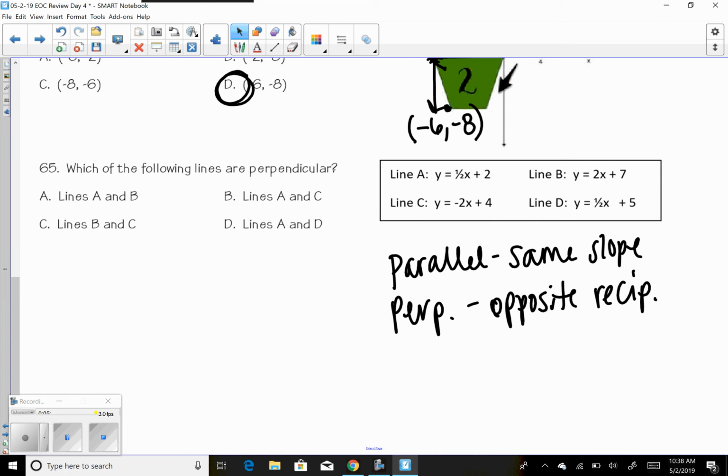So the only negative one I see is line C. So I'm going to need to use that because all these others are positive. So I've got to have at least one negative. So -2/1, if you flip it, it would become +1/2. Okay. So which lines are perpendicular?